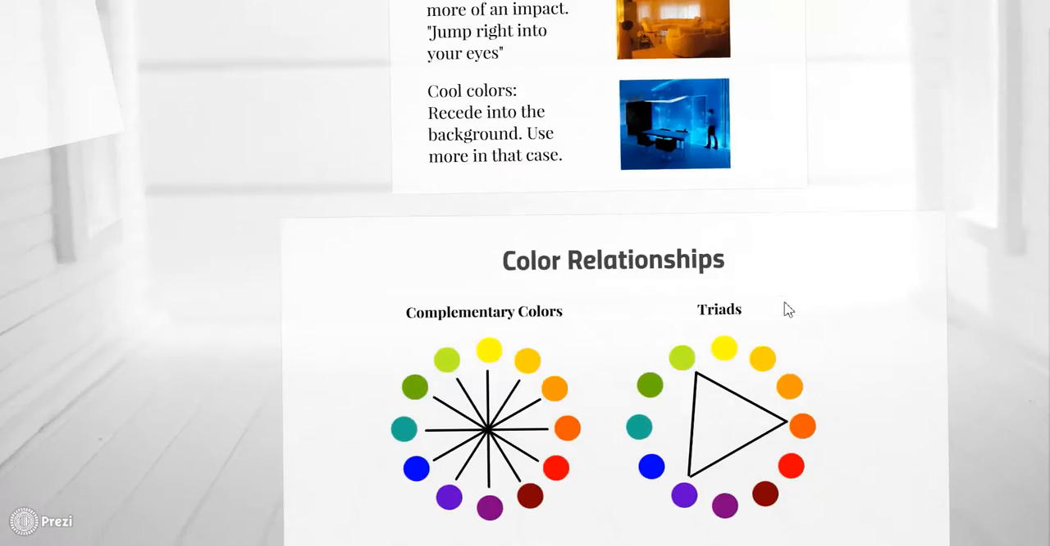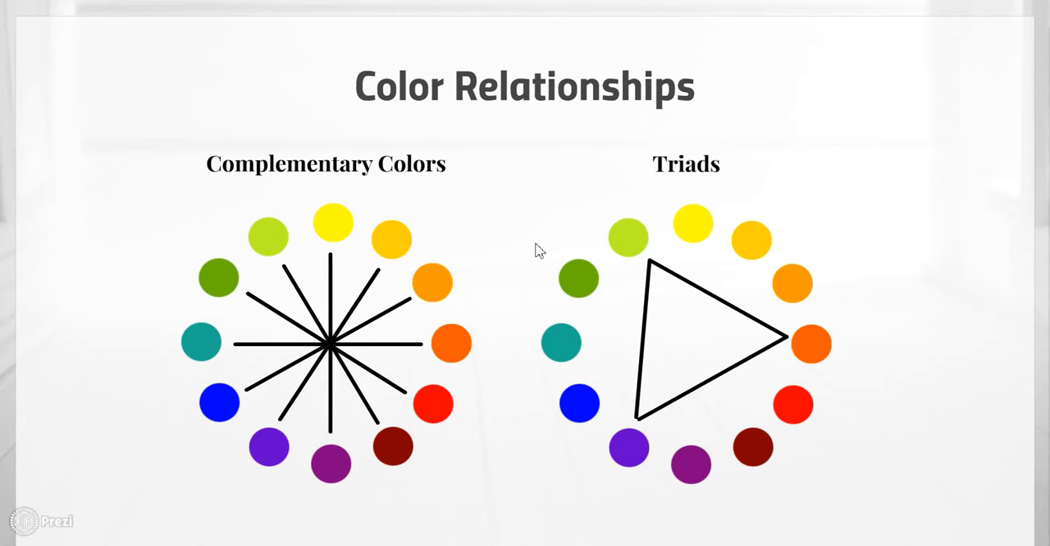Going on to color relationships, starting with complementary colors. These are colors that are opposite to each other on the color wheel. So yellow is opposite to purple, and orange is opposite to blue here. When you use complementary colors, since they're so opposite, it's often best to pick one for the main color, and then the other one is just an accent.